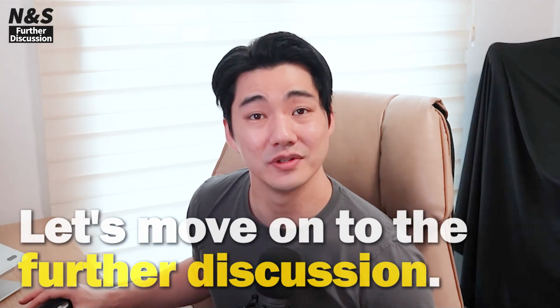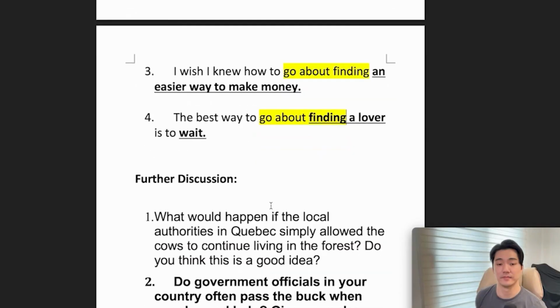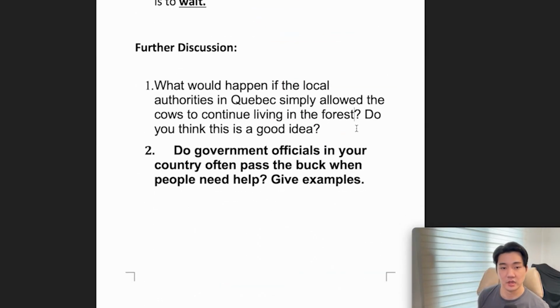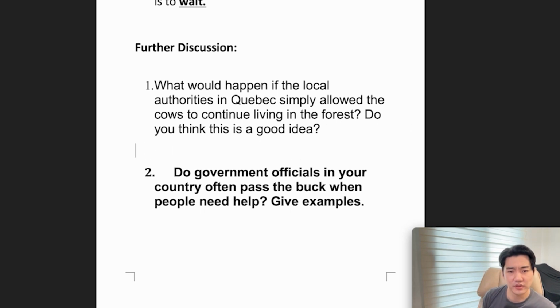Alright, now let's move on to the further discussion. 1번. What would happen if the local authorities in Quebec simply allowed the cows to continue living in the forest? Do you think this is a good idea? Okay, so Quebec의 지방 당국이 소들이 숲에서 계속 살 수 있도록 허용한다면 어떤 일이 벌어질까요? 이것이 좋은 생각이라고 생각하세요?